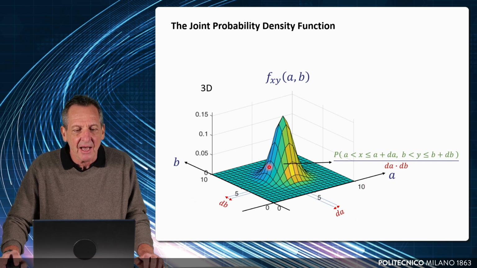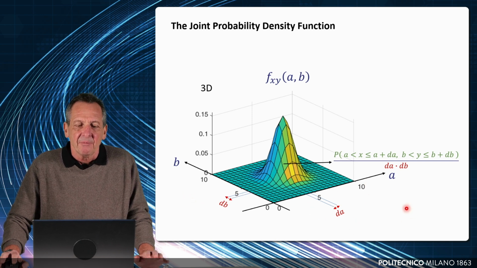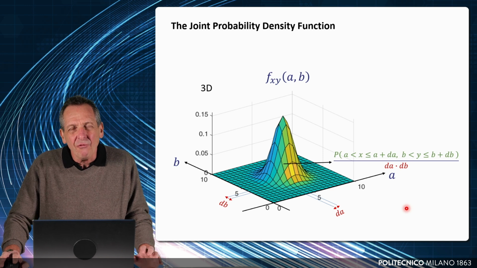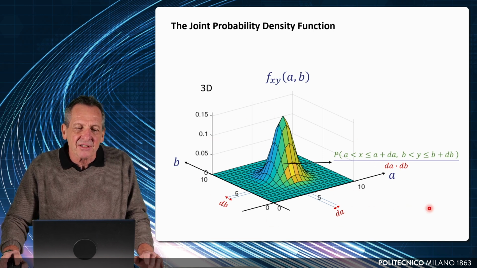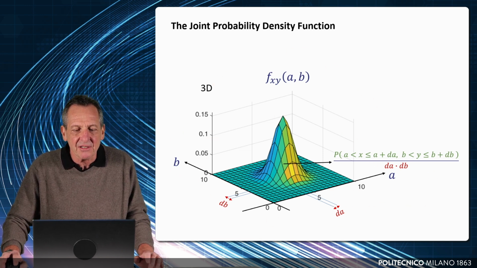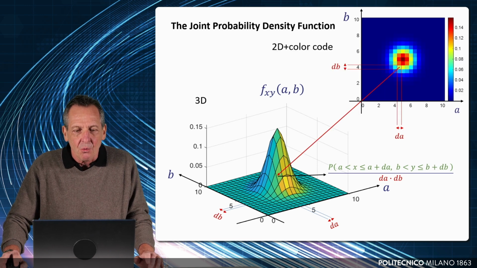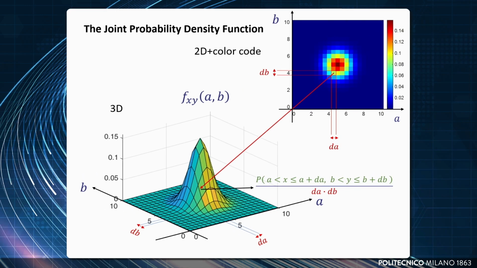interval db and da. But since it's often difficult to analyze 3D plots, it is convenient to have also a 2D representation where we use a color scale or a gray scale to indicate the value of the joint probability density function.